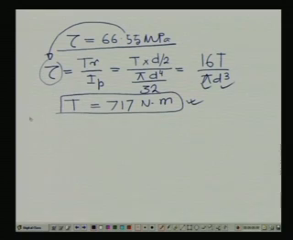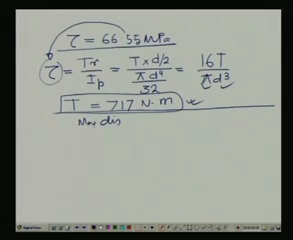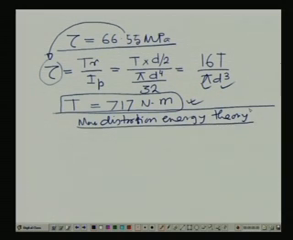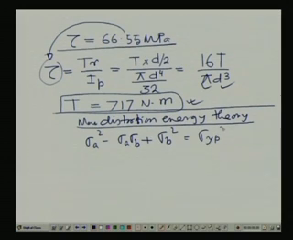Same thing, if we try to consider it by the maximum distortion energy theory, what we call the von Mises criteria, then what we get is sigma A square minus sigma A sigma B plus sigma B square equals sigma yield point square. We are using an equality sign just to have the limiting value.